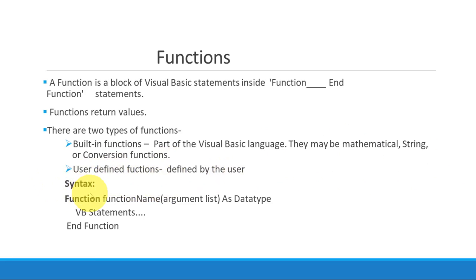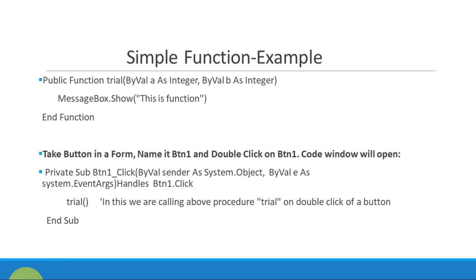Now the syntax: Function is a keyword, and it ends with End Function. Then the function name is a variable, whatever name you want to give your function, and this is the argument list with data types. Inside Function and End Function we write the VB statements. Now let's look at the example. Public Function trial. This Public depicts that this function can be used anywhere within the form. So what is the function name?